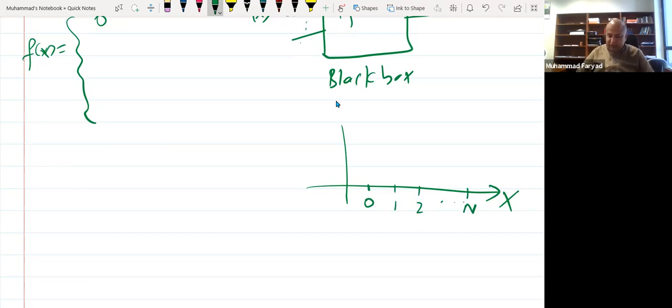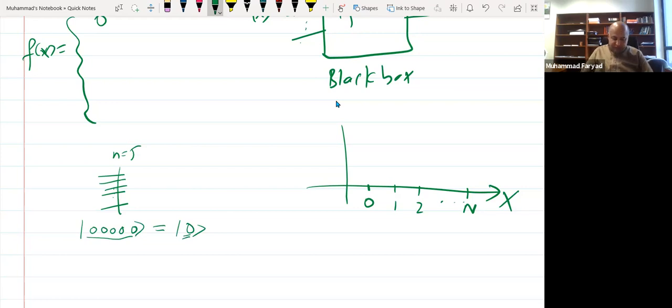Let me explain what this 0, 1, 2, etc. mean. Suppose the number of input lines is 5. These are binary inputs. So the input bit string can be 0, 0, 0, and so on. We can write it like this, or we can just write a 0, because 0 is the decimal representation of this binary bit string 0, 0, 0.